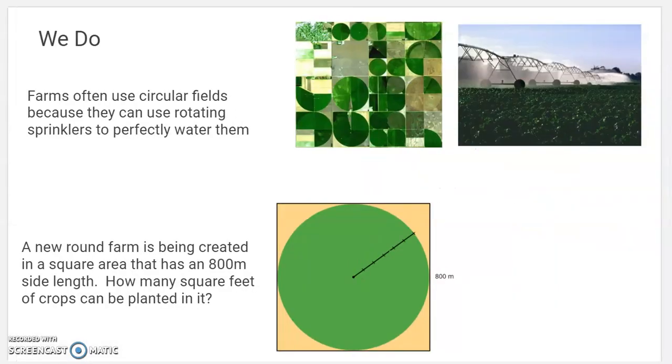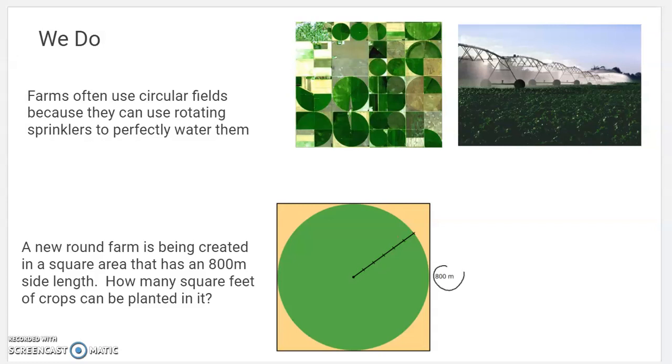So farms often use circular fields, true story, because they can use rotating sprinklers to water them, right? They'll take these sprinklers like this and just rotate them around the circle. And that's why often, true story, farms have these round fields, because it's easiest for them to water them with machines that way. So a new round farm is being created from a square area that has an 800 meter side length. And that's all in your picture. How many square feet of crops can be planted in it?